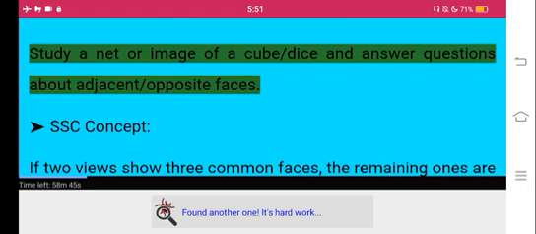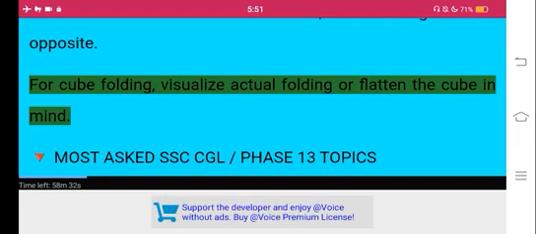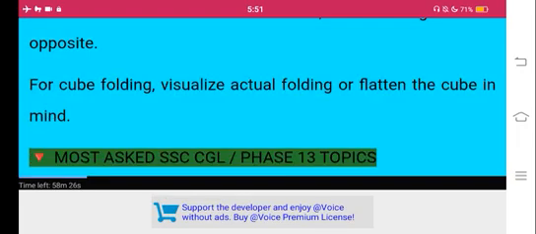Study a net or image of a cube with dice and answer questions about adjacent and opposite faces. SSC concept: if two views show 3 common faces, the remaining ones are opposite. For cube folding, visualize the actual folding or flatten the cube in your mind. Most asked SSC CGL Phase 13 topics.